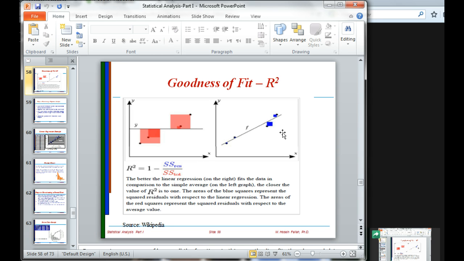So normally when you look at an R squared around 0.6, 0.7, 0.8, or 0.9, that's a pretty good fit. But an R squared of 0.2, 0.3, 0.4 is really not that good. It just shows that there's too much variation of data points from the trend line.